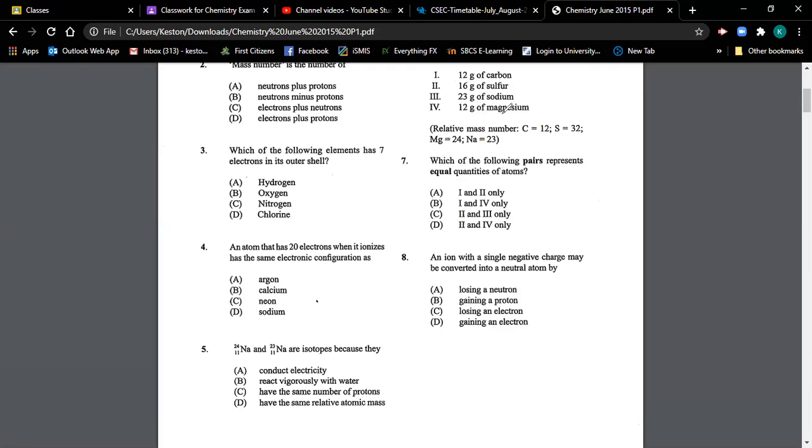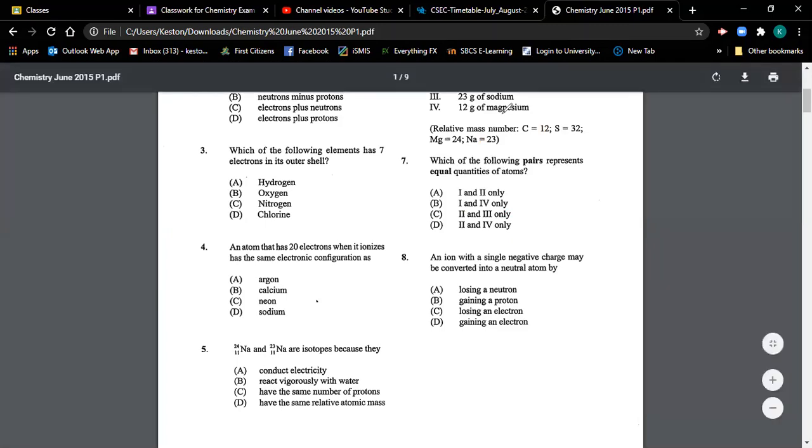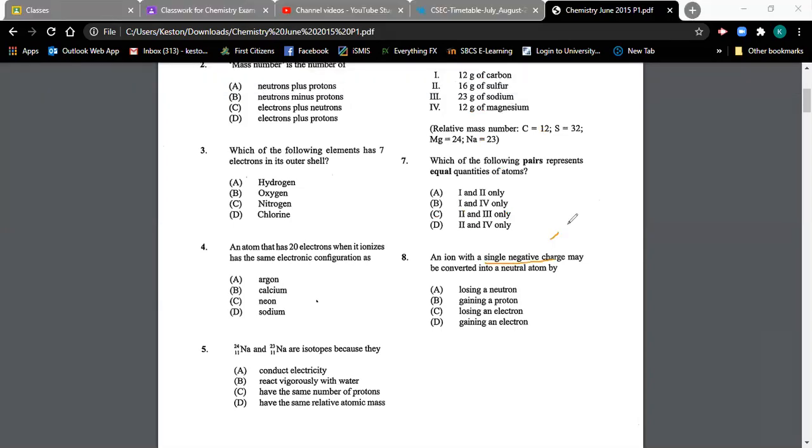Question 8: an ion with a single negative charge may be converted into a neutral atom by... So a single negative charge means that there are more electrons than protons. Because for it to have a neutral charge of 0, we want protons to be equal to electrons. If protons are more than the number of electrons, we're going to have a positive charge. And if protons are less than the electrons, you're going to have an overall negative charge. Protons more than electrons is positive. Protons less than electrons is negative.